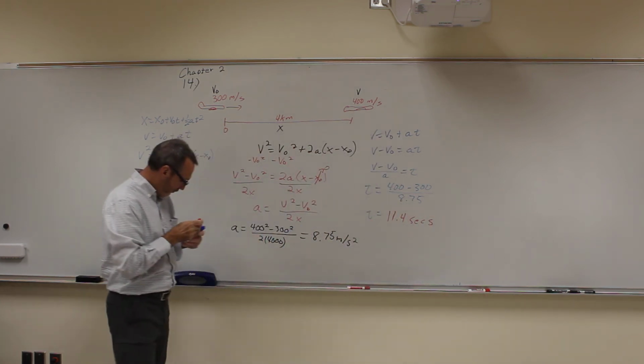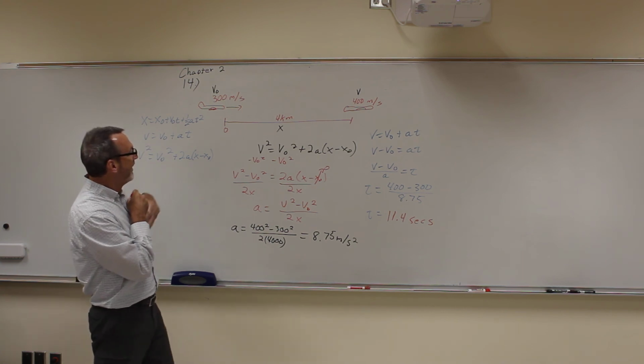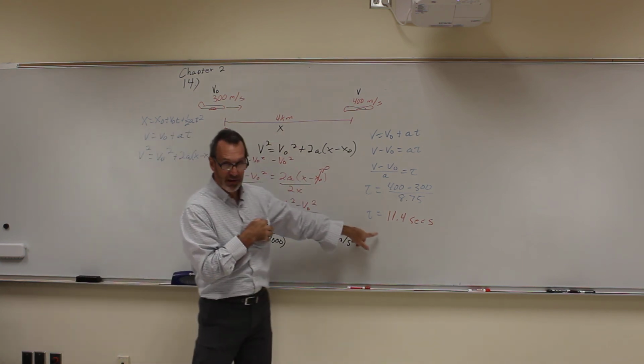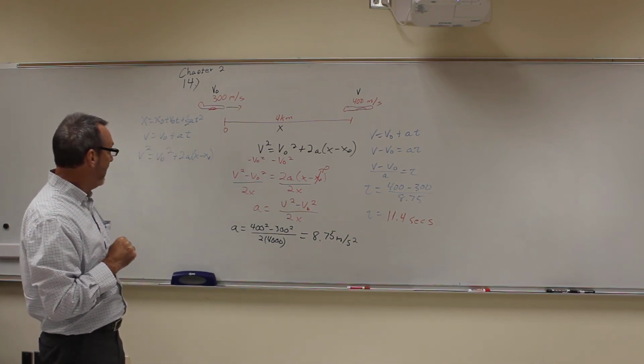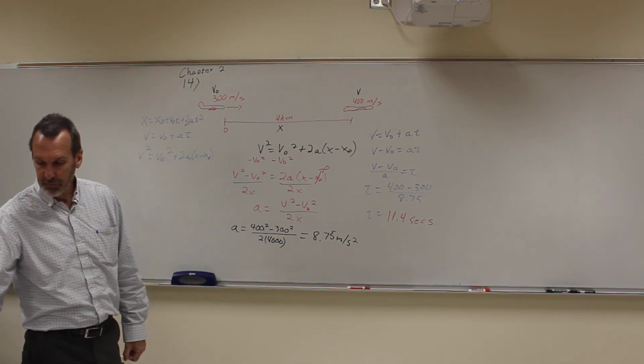So jets, which are going very fast, can go 4 kilometers in 11 seconds while accelerating the whole time. And that's how you do that kind of problem. So that was number 14.